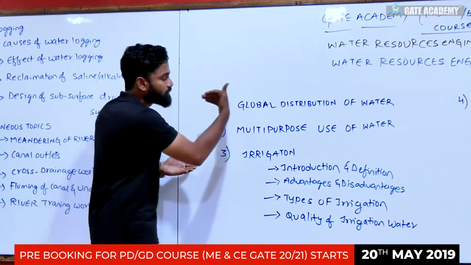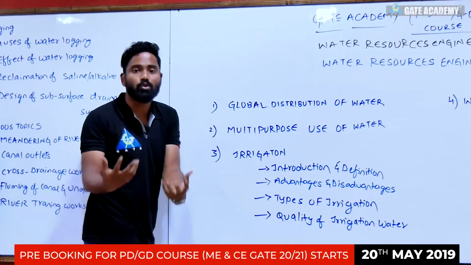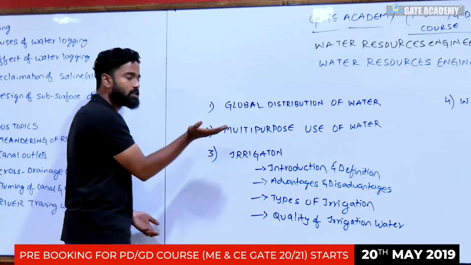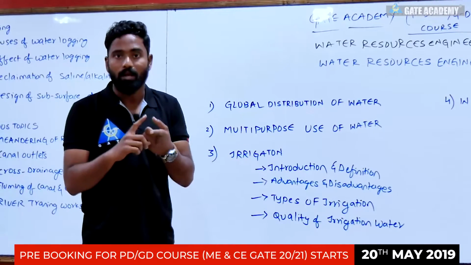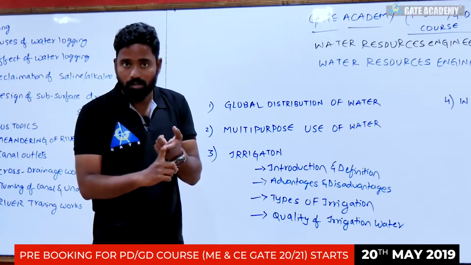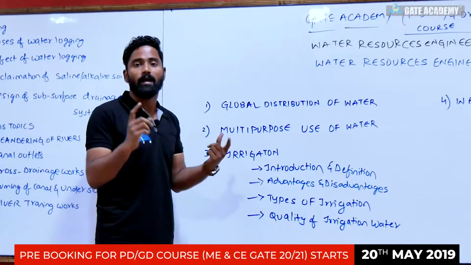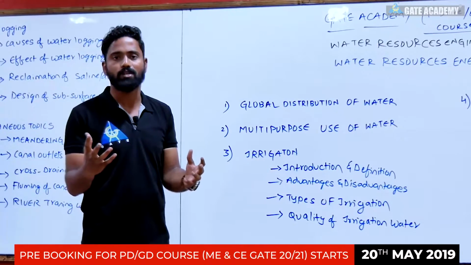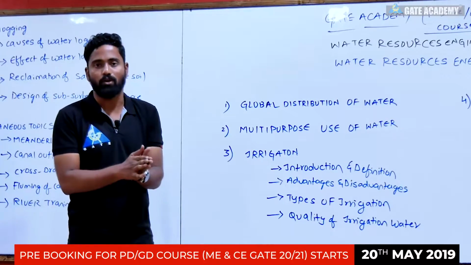Next, there is water that is available and how you are going to use that water. Multi-purpose use of water will be discussed in the second chapter. Multi-purpose use of water includes drinking water, irrigation, hydropower, ecology, agricultural and non-agricultural uses, and then navigation. There are many multi-purpose uses of water.